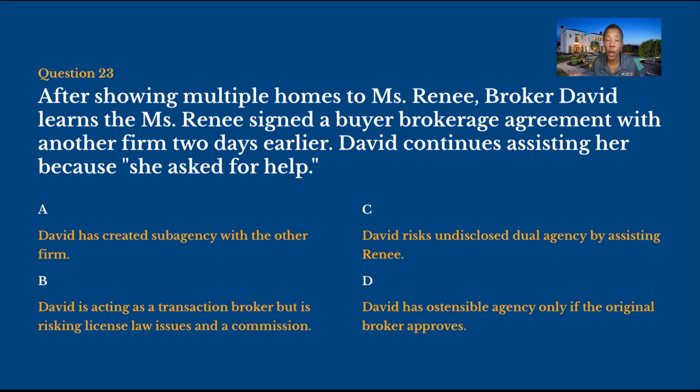So either he's created a sub-agency with the other firm or he's acting as a transaction broker. So I said to you already, he is not representing her, so it can't be an agency. So he is a transaction broker, but he has a problem, right? He found out that she's already represented and he's still trying to help her. So he's risking a license law violation as well as a commission.